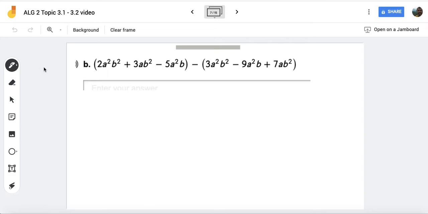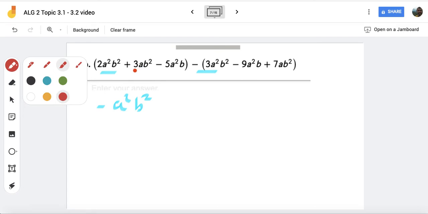We have a squared b squared, and here's a squared b squared, so I have 2 of these minus 3 of these is negative 1 of these. And then we have 3ab squared minus 7, so it's 3 minus 7 is negative 4.